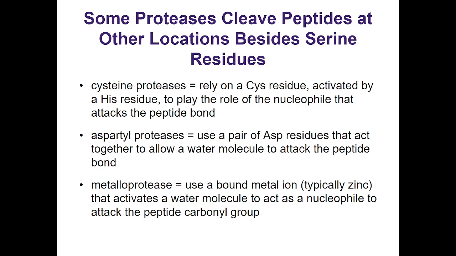All right, so cysteine proteases are going to rely on a Cys residue, which is activated by the His residue. They're going to play the role of a nucleophile that attacks the peptide bond. Aspartyl proteases will use a pair of Asp residues. This is kind of a unique one because it actually uses a pair of the same residue that act together. This will allow a water molecule to attack the peptide bond. This one's kind of interesting because it's much more the sort of approach we would take as humans, where we activate some sort of water or small molecule to attack.